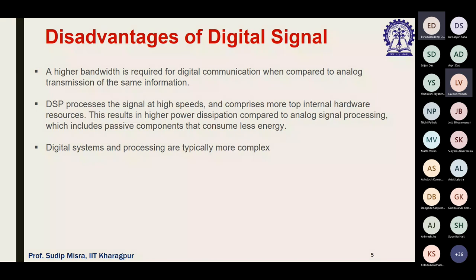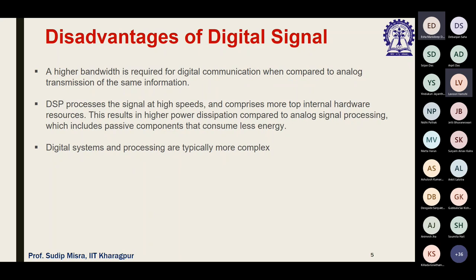DSP, digital signal processing, processes the signals at high speed and comprises more internal hardware resources. This results in higher power dissipation compared to analog signal processing. So digital signal processing dissipates more energy and more power compared to ASP, analog signal processing.